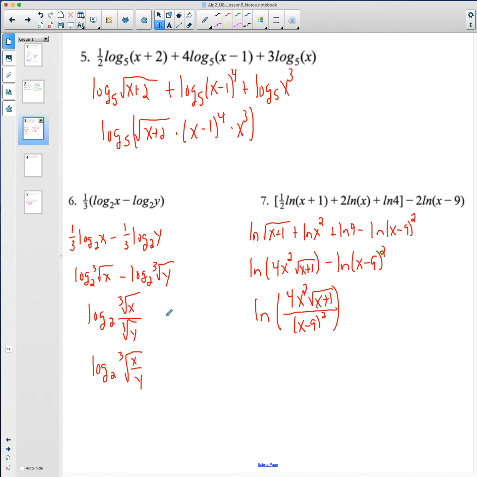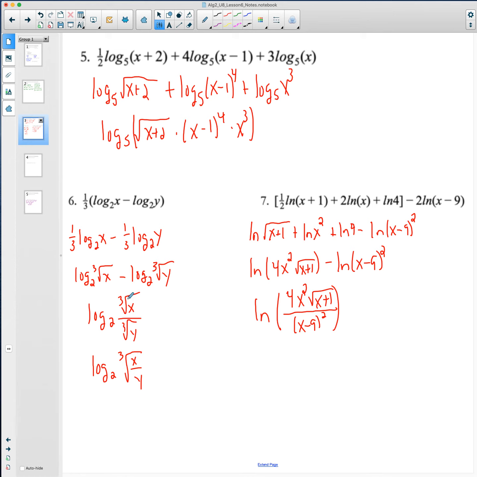Now, technically that is correct, but probably what you would see if this were a multiple choice question on a standardized test, or if you're checking your answers in the back of a textbook, is that if you're taking the cube root of both the numerator and the denominator, you're probably going to see that cube root moved outside, and it's just x minus y.